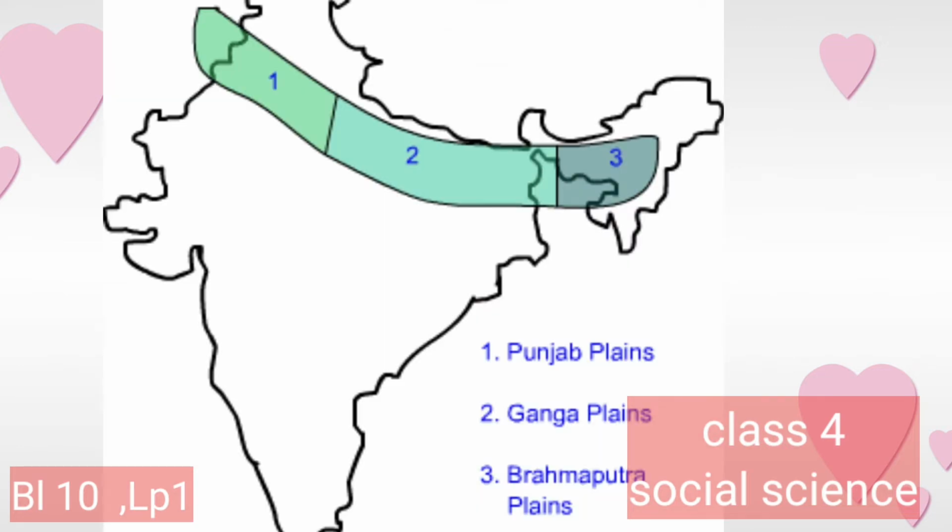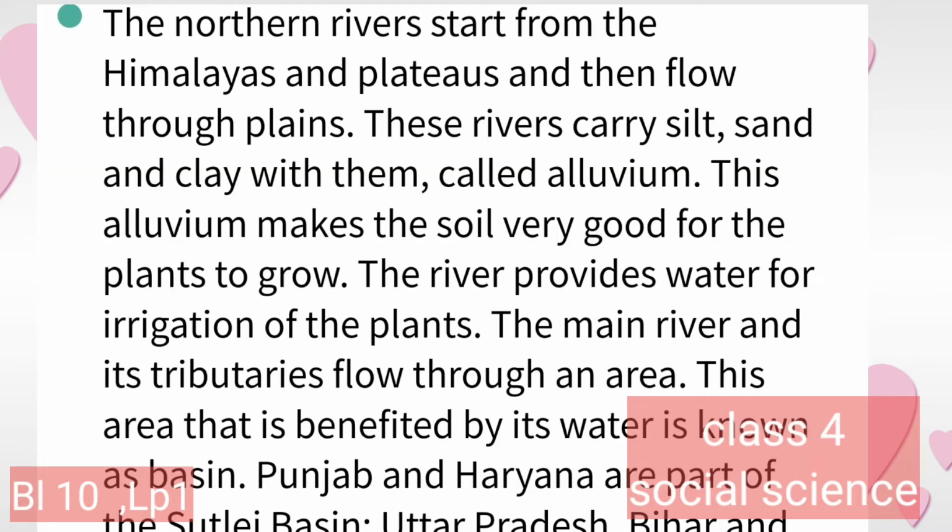Now let us discuss from where do the northern rivers start? What do they carry with them? Yes, the northern rivers start from the Himalaya and plateaus and flow through plains. These rivers carry silt and clay with them called alluvium. Alluvium is the fertile soil. It is carried by rivers.